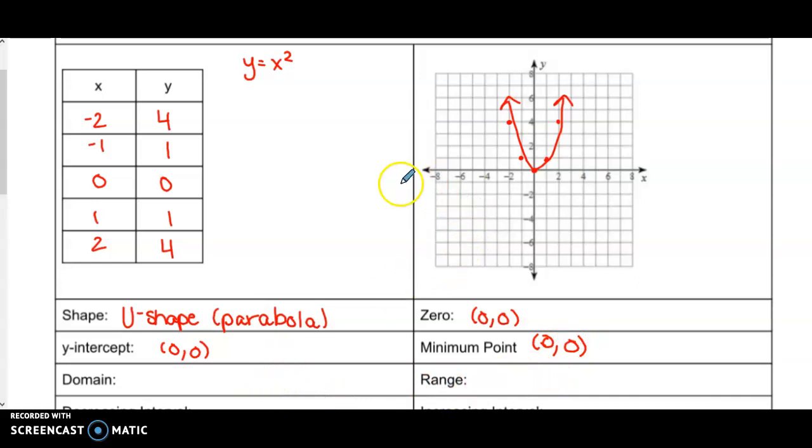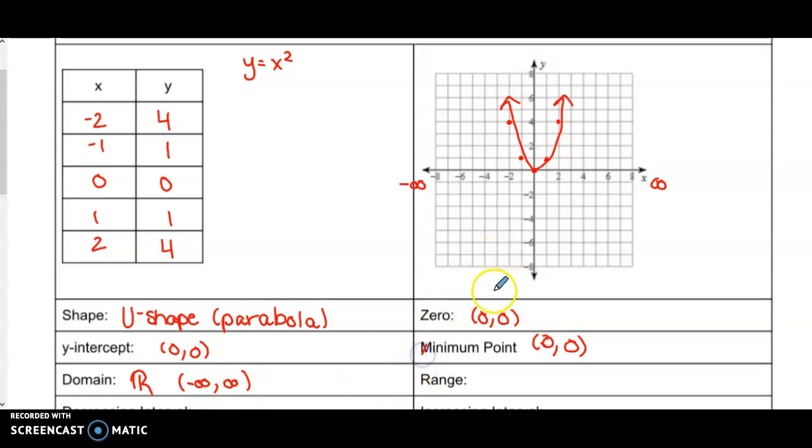Domain is what x values this graph hits. So x values run left and right. Notice I have an arrow on the left and I have an arrow on the right. So this graph is going to the left and to the right, which makes it all real numbers. Again, you can use your negative infinity to infinity if you prefer the interval symbols or interval notation.